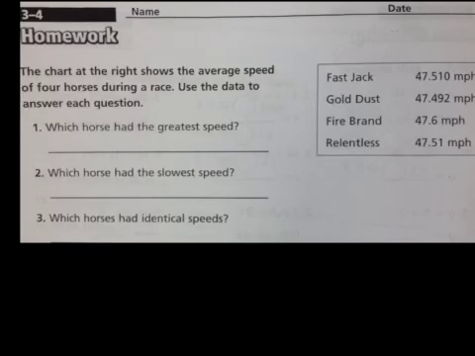For 1, 2, and 3, we're just looking at comparing the times of these 3 horses. It's asking us who has the greatest speed, which is the biggest number, the slowest speed, which is the smallest number, and then the 2 numbers that are the exact same.